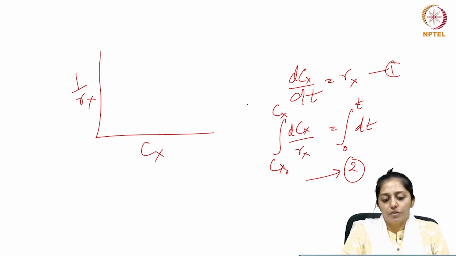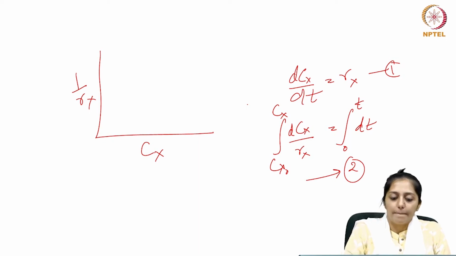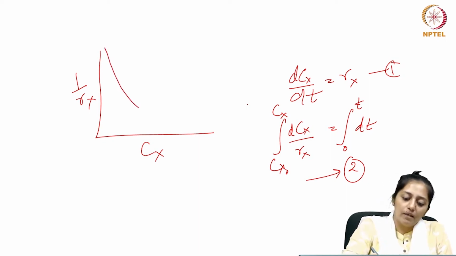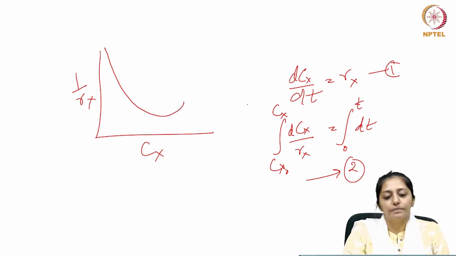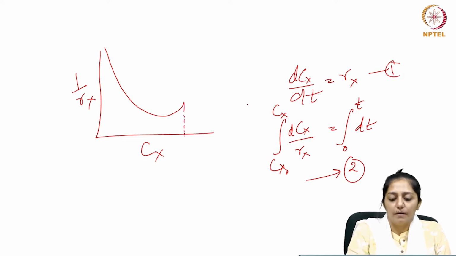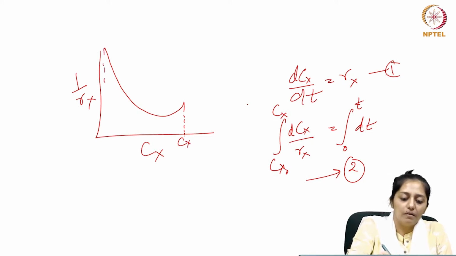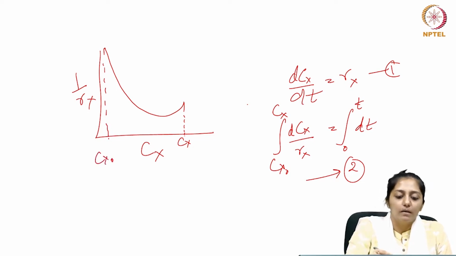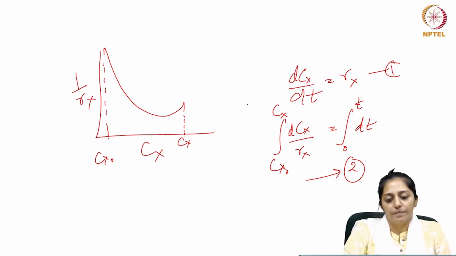Now, with this equation 2, if you make a plot of 1 by Rx versus Cx, then it looks like this. And if this is your harvest time, where your final concentration is Cx, and this was your beginning, which is your Cx naught. So can you see that it takes a U-shaped curve?